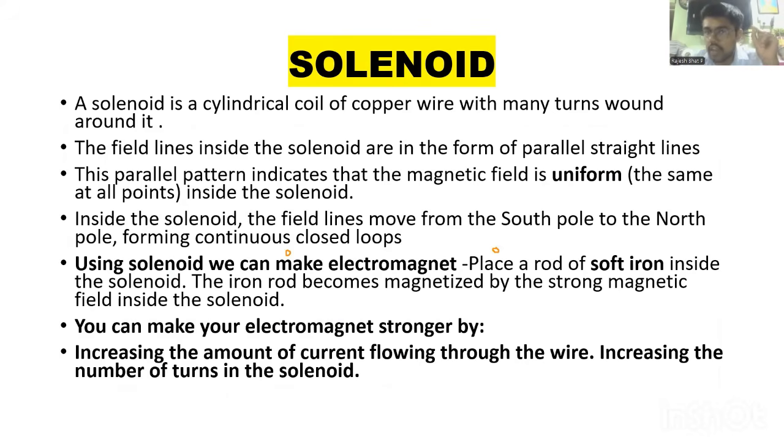Firstly, the definition. What is a solenoid? A spring. What spring? A copper wire spring, a circular-shaped spring with a number of turns wound. Okay, that is your solenoid.